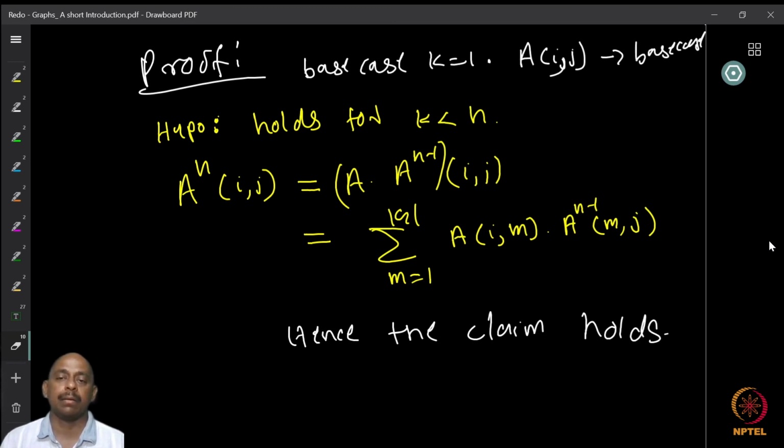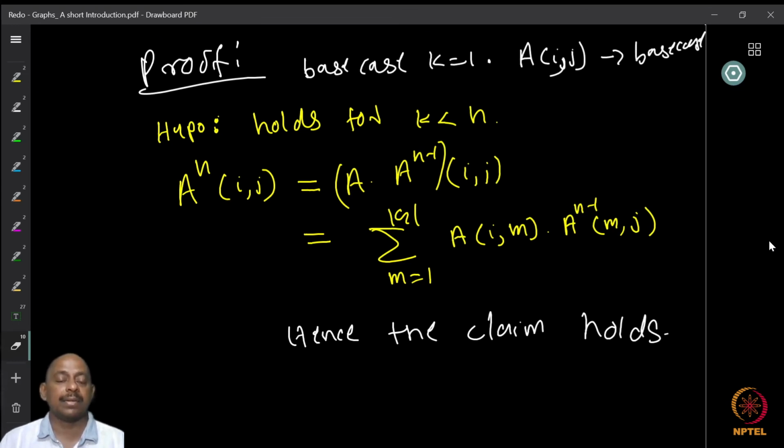Now, because of this, we can use the induction hypothesis. The induction hypothesis is that the result holds for any value k which is strictly less than n. Then we do it for n. So look at the nth power of A. I look at A raised to n and just look at the ijth entry. That is the only entry I need. So the ijth entry of A raised to n: A raised to n is A into A raised to n minus 1, so look at the ij entry of A into A raised to n minus 1.